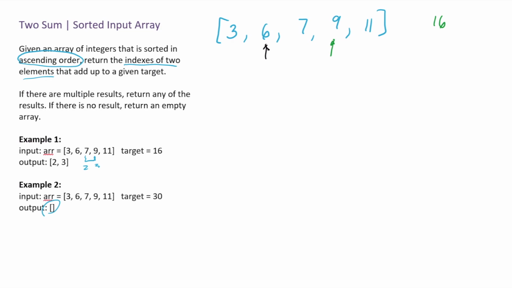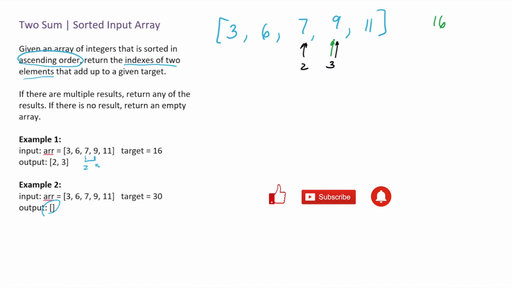So 9 plus 6 is 15. Again, it's less than. So we move the left cursor to the right. So 7 plus 9 is equal to 16. So finally, we have found our target. Now we just need to return the position or the indices of these two cursors. So this is index 2 and then index 3. And finally, we have found our solution. And if, for example, we have reached the point where two cursors are pointing into the same element, that means we haven't found any solution anymore.